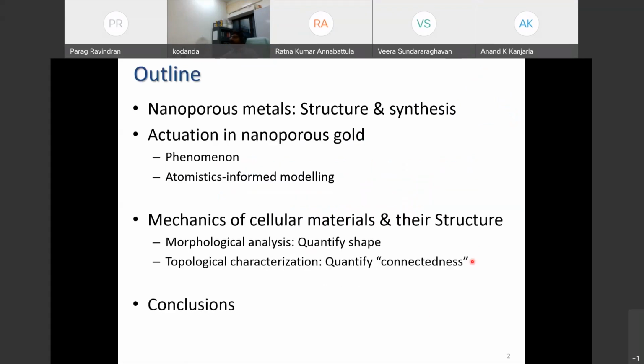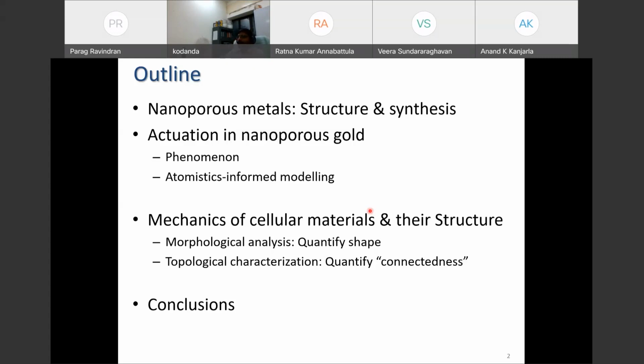So the outline of the talk will be like this. Initially, I will introduce what these nanoporous metals are. I'll give some description of their structure, why we are calling them porous and nano, and then give a brief idea about how these are made. And then the main motivation where we started looking at this: I'll be talking about actuation in nanoporous metals. And here I'll first briefly discuss the phenomena and then how we attempted to model this phenomena.